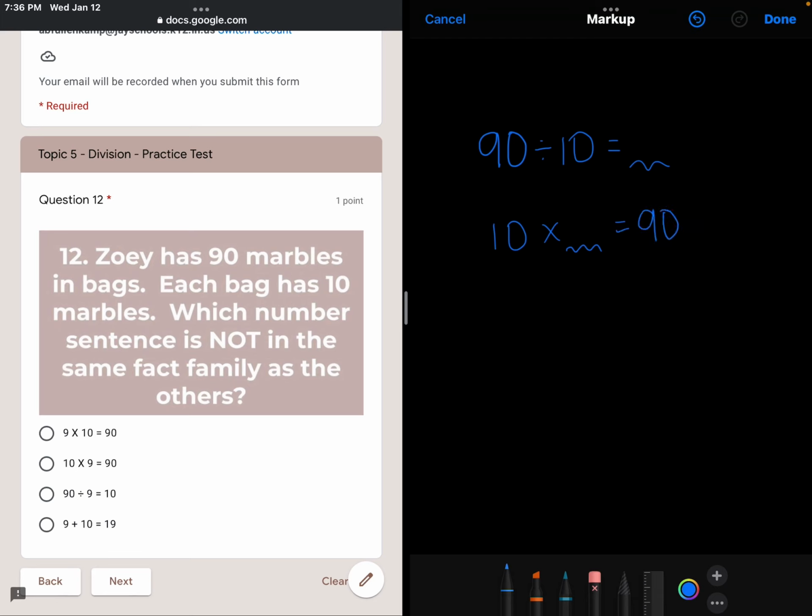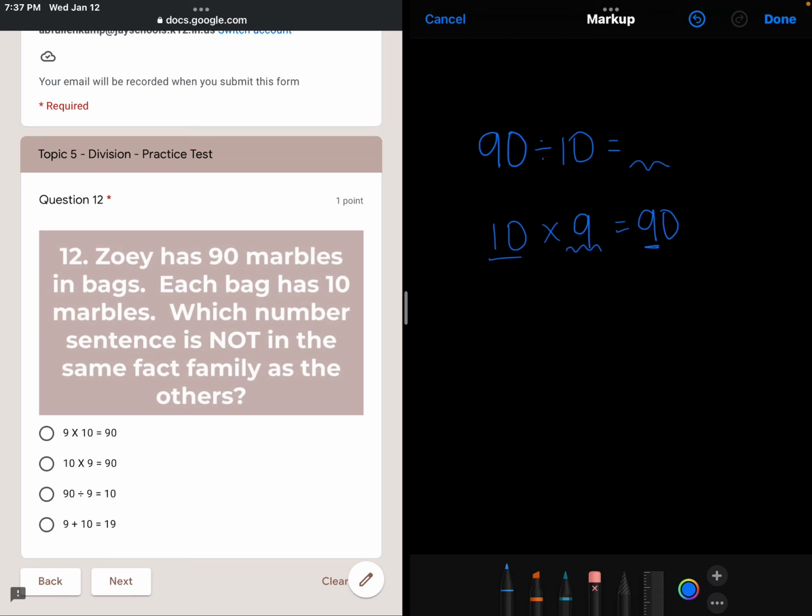Just write your fact family. Well, I know 10 times 9 equals 90, right? Because 10 times any number is that number and then adding a 0 to it. But it's asking which number sentence is not in that fact family. So which number sentence does not match the ones that I have over on the right?